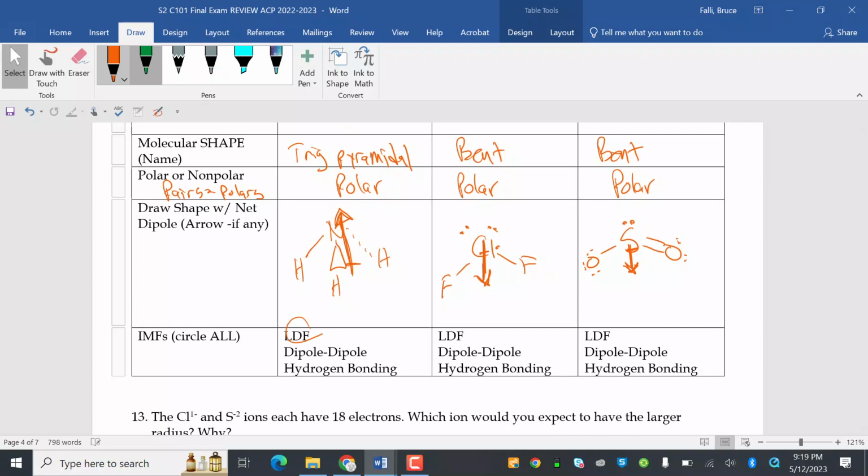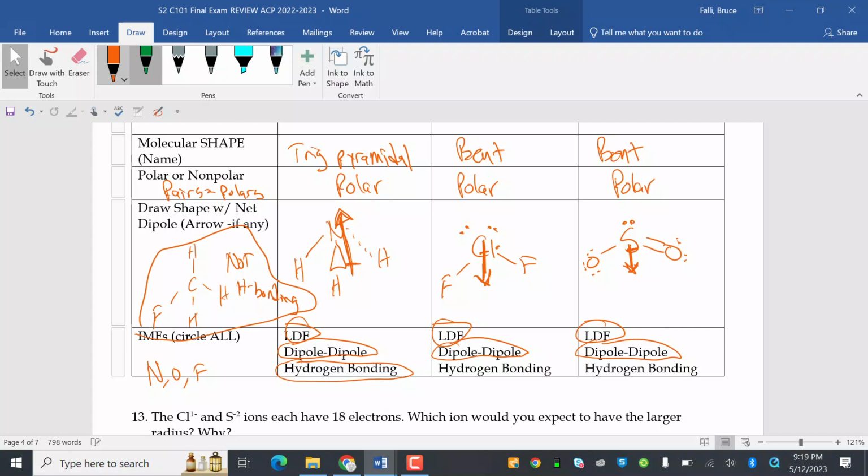Intermolecular forces, circle all. Everything's got London dispersion forces, you, me, and your mom. This one has hydrogen bonding. Depends on whether your teacher wants you to call it dipole as well. You can if you want to. That's kind of a read your teacher's mind. This one has dipole. This one has dipole. Hydrogen bonding needs to have N, O, or F directly bonded to H. So the tricky one with that is if you have CH2F, that is not H bonding. So that's the tricky thing I put on my test.